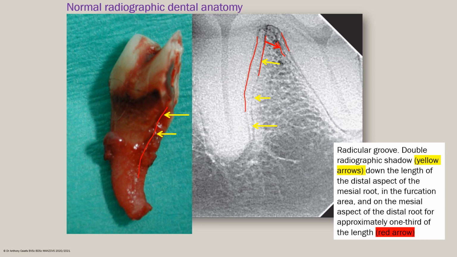As you can also see here, we have what we call dilaceration, which is root curvature. This is important when extracting this tooth, because you can actually fracture the root in this area if you don't realize on radiograph that there is some dilaceration of that root.